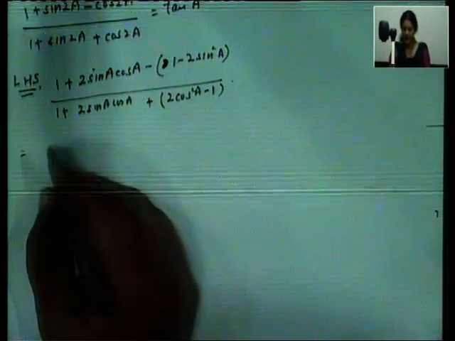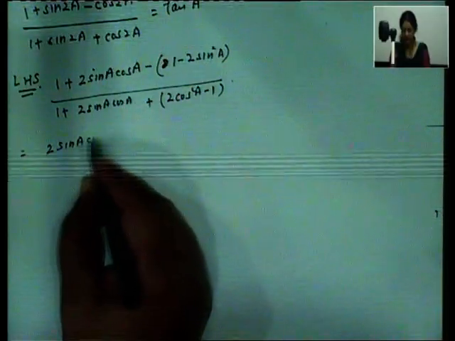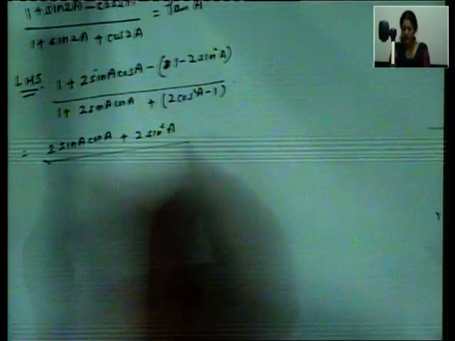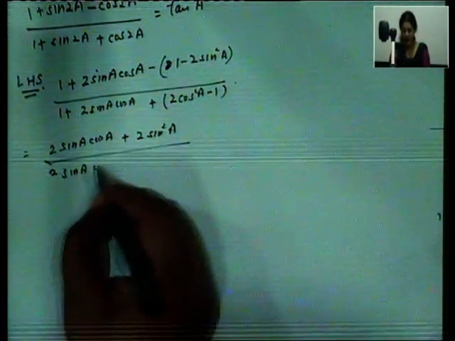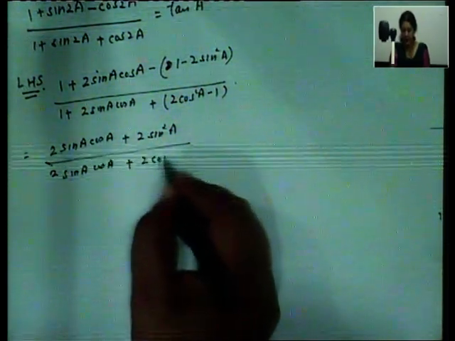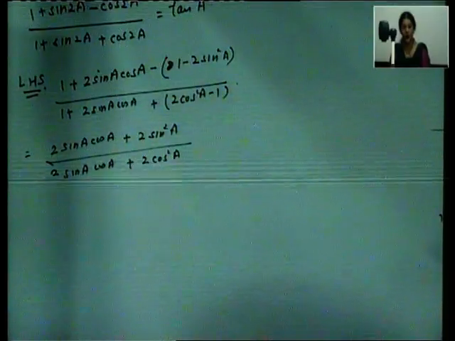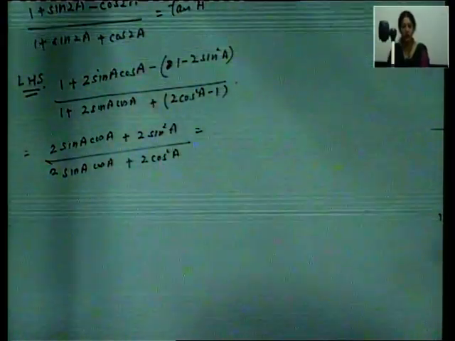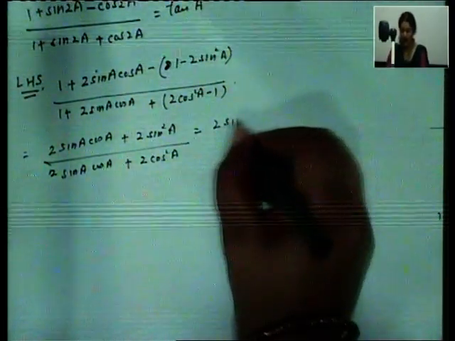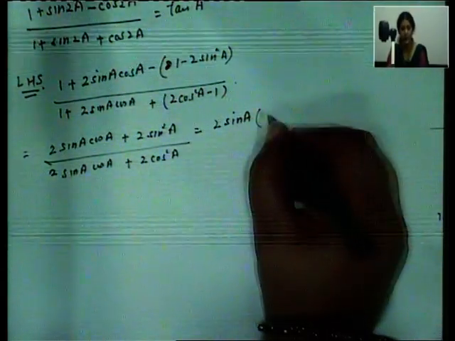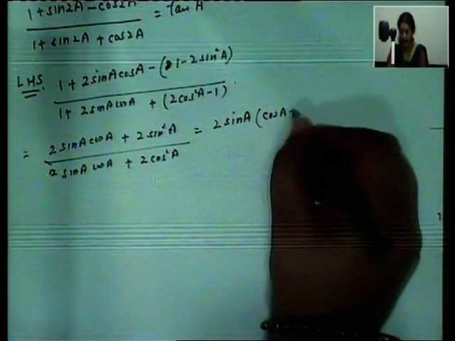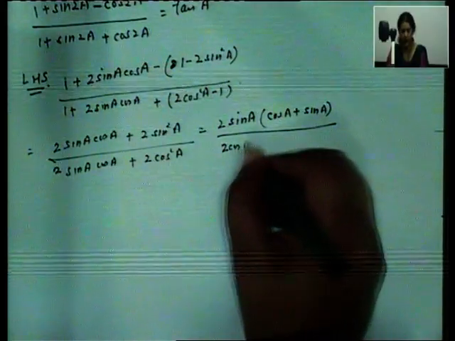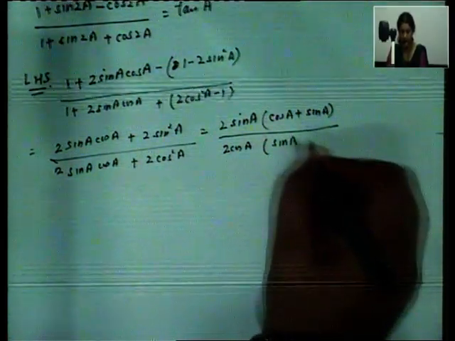So the left hand side becomes 2 sin a cos a plus 2 sin square a, and the denominator becomes 2 sin a cos a plus 2 cos square a. The 1 gets cancelled with the 1 in the numerator as well as in the denominator. Now as you can see, in the numerator what is the common thing? 2 sin a. I take this 2 sin a common. So what is left? Cos a plus sin a. In the denominator 2 cos a is common, leaving sin a plus cos a.